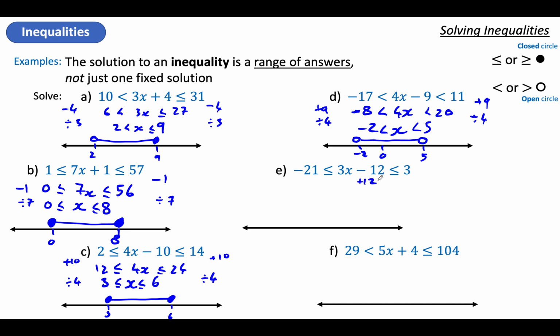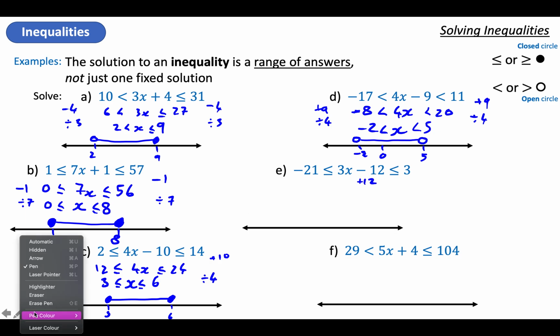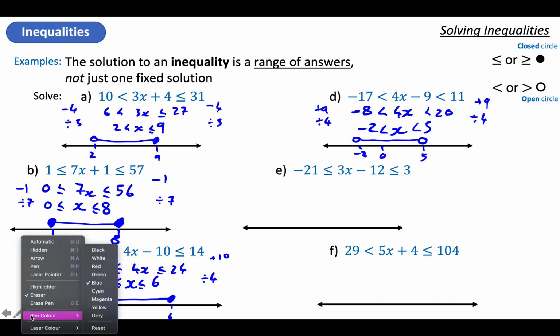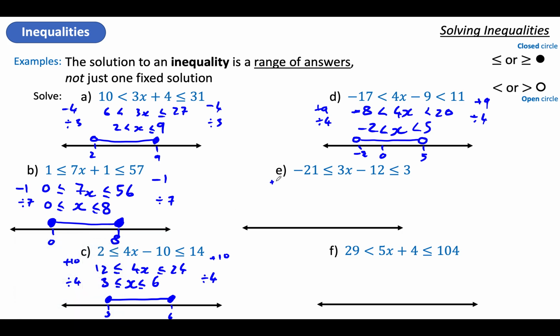Okay, add 12 to all three parts. No, don't know. It says speeding up and he writes in the wrong place. So let's add 12. Let's get rid of the 12. Oops, that is a 2, apparently. To all three bits. Minus 21 plus 12 is negative 9, which is less than or equal to 3x, because I got rid of the 12. And then 3 plus 12 is 15.